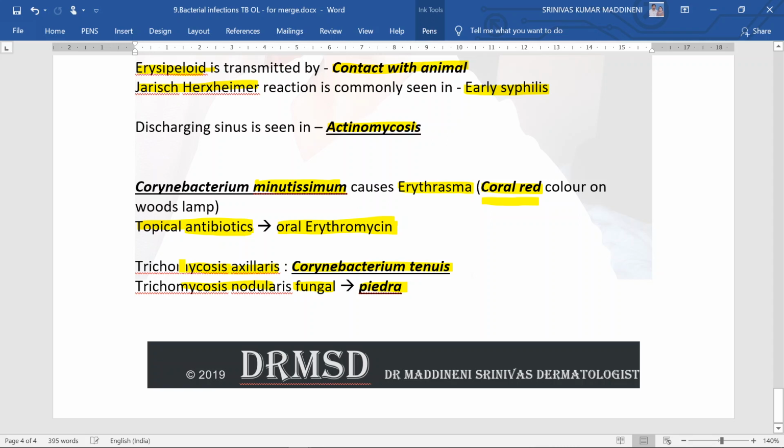And a few other confusers: mycosis fungoides, but mycosis fungoides is not a fungal infection, though the name appears to be fungal. Trichomycosis axillaris is caused by Corynebacterium tenuis, and trichomycosis nodularis is a fungal infection of the hair causing piedra.